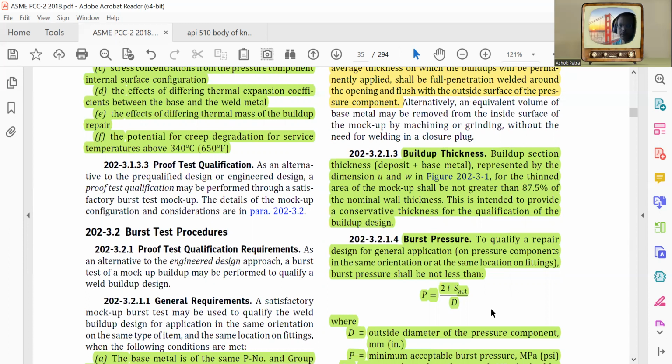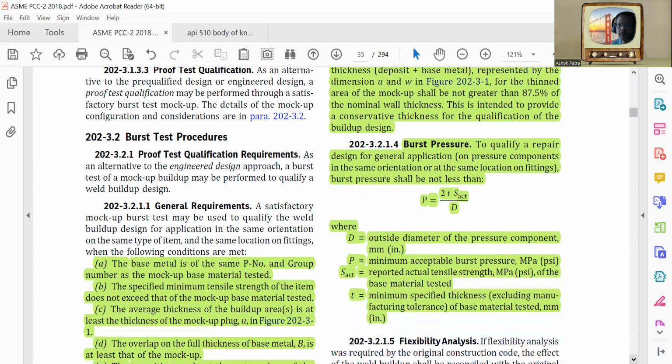Burst test. To qualify a repair design for general application on pressure components in the same orientation or the same location of fitting, burst test shall be not less than P equal to 2T S act by D. D is the outside diameter of the pressure component. P is the minimum acceptable burst pressure. S act is the reported actual tensile strength in MPa or psi. T is the minimum specified thickness, excluding manufacturing tolerance of the base material tested.